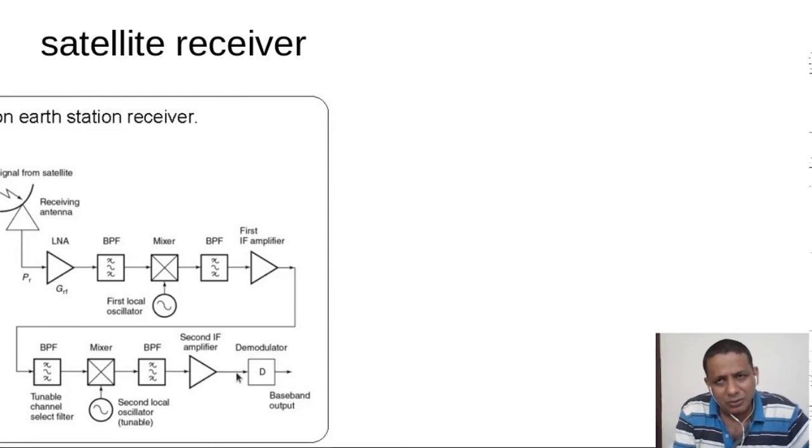Previously also we have seen the advantages of the super heterodyne receiver. Instead of a single conversion, in the case of the super heterodyne receiver we are using a double conversion. There will be a mixer, that kind of thing. We have seen the advantages of having an IF. So here also 2 IF stages are there. That is the case with a satellite receiver.